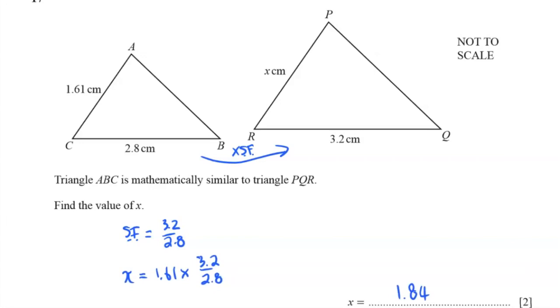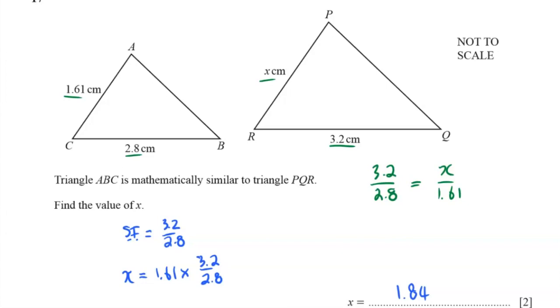Okay, is there another way? Well, yes. It's like we're using scale factor without even using the scale factor. The other way is the ratio of the sides. The ratio of the sides is the scale factor. So you could say, well, which sides are equivalent? The 3.2 over the 2.8 is equal to x over the 1.61, because they're equivalent corresponding sides as well.